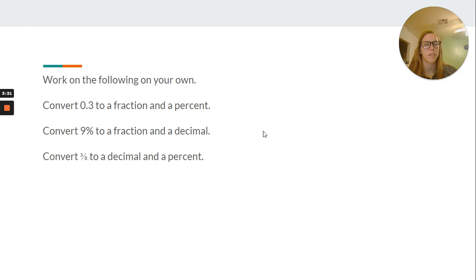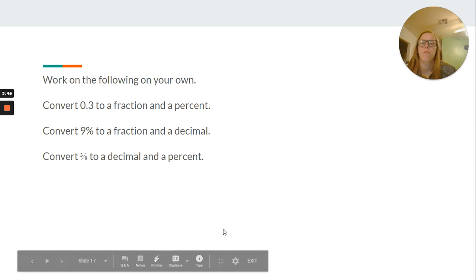So work on these ones on your own. You are converting a decimal to a fraction and percent, a percent to a fraction and a decimal, and then a fraction to a decimal and a percent. Don't worry if it's a little challenging. We'll go over the answers shortly, but so hit pause, and then when you're ready, hit play to see what the answers are.